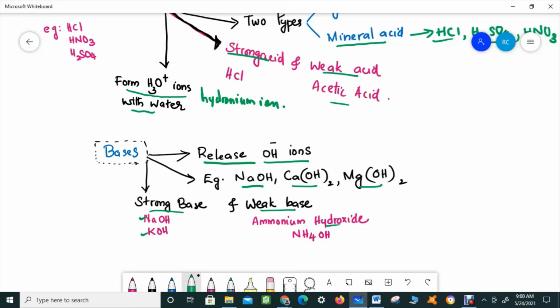How are they classified into strong and weak? It is based on the ionization. Strong base means they completely ionize in solution. Weak base means they undergo partial ionization.